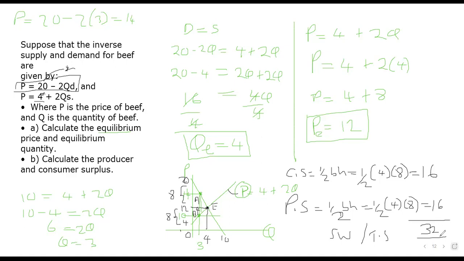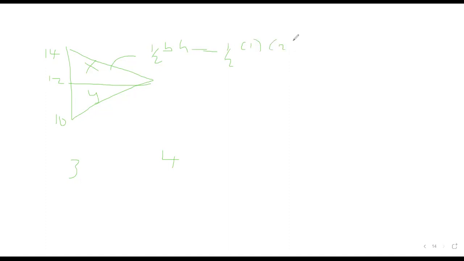So if I had to redraw this, we could have 14, 12, 10, and this will be at 3 and 4. To calculate the areas of X and Y, half base times height. Our base is the distance between 3 and 4, which is 1. And our height, the distance between 12 and 14, which is 2.